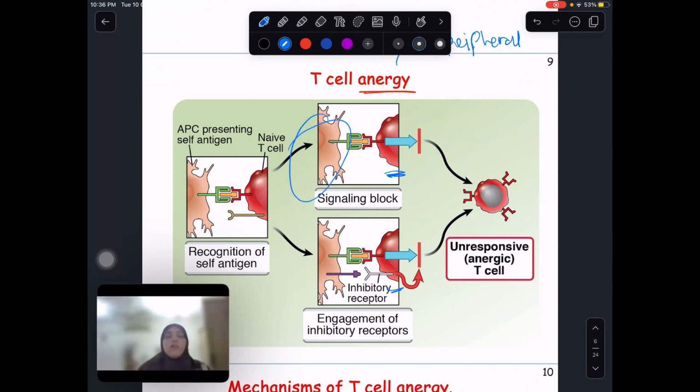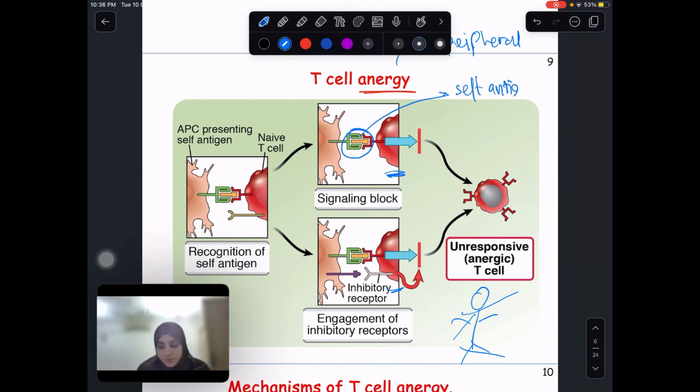APCs, dendritic cells, will collect antigens: self-antigens, pathogens, pathogen remnants. You remember the remnants I told you about? The head just leaving, the arm, just remnants. If the APC or the dendritic cell is presenting a self-antigen, there's a signaling block that happens and the T cell will undergo anergy. Are we using Treg? No, this is anergy. No Treg is used. Treg is only used in suppression.